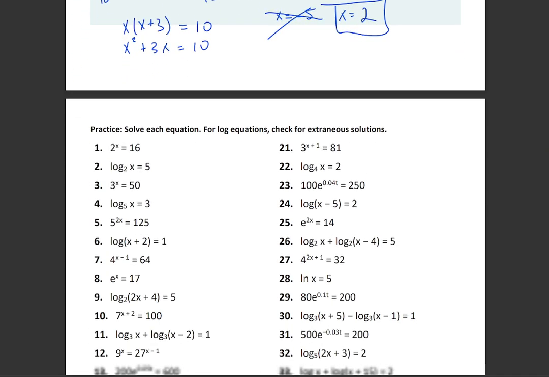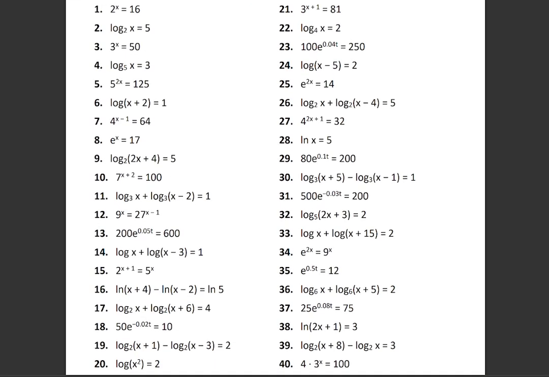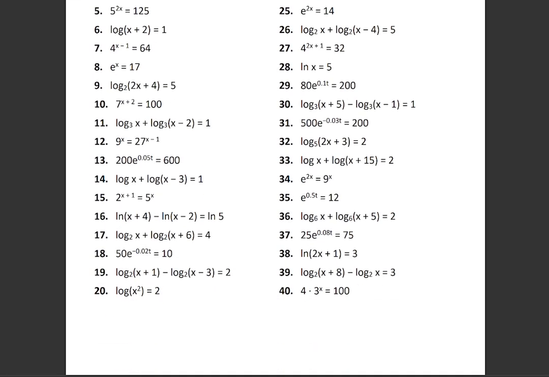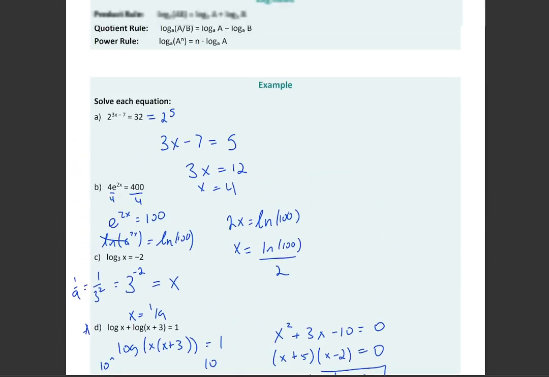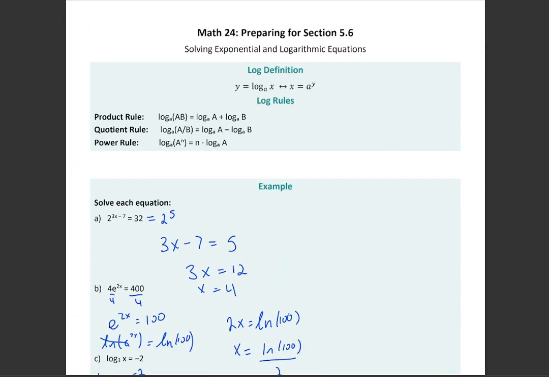So give these a practice. There's a whole bunch of problems here for you to work through, a lot of these different kinds of techniques, and it's a great preparation for the test coming up next week. There's certain to be several of these on your test coming up. As always, reach out if you have any questions.